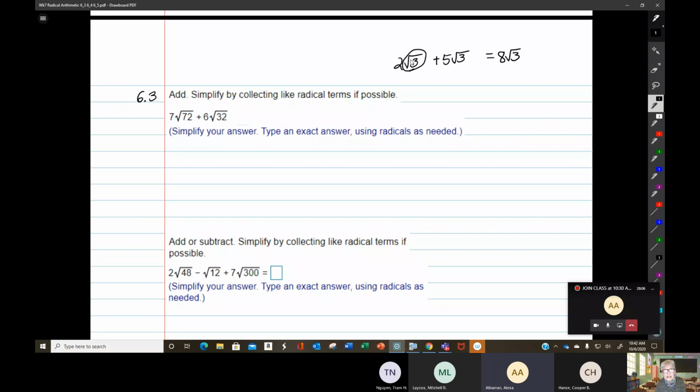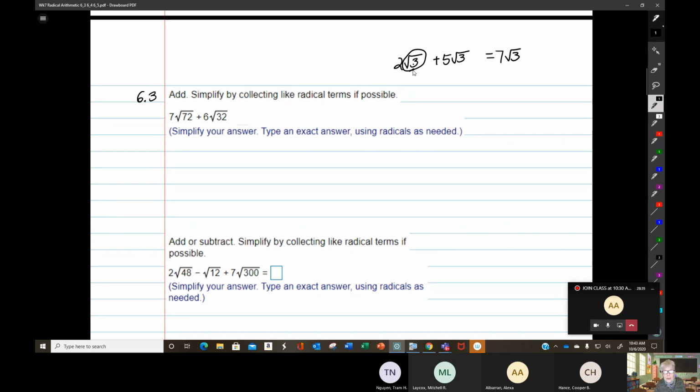Well, don't you mean 7? Yeah, I do actually. Doggone it. Thank you. There you go. So I have 2 square roots of 3. I add 5 square roots of 3. That means I have 7 square roots of 3 altogether.